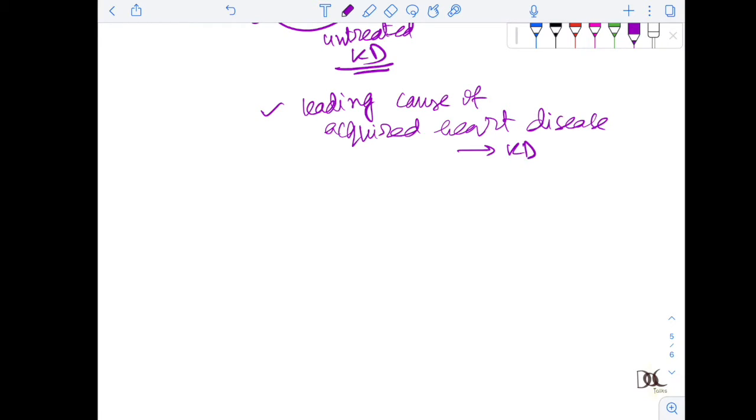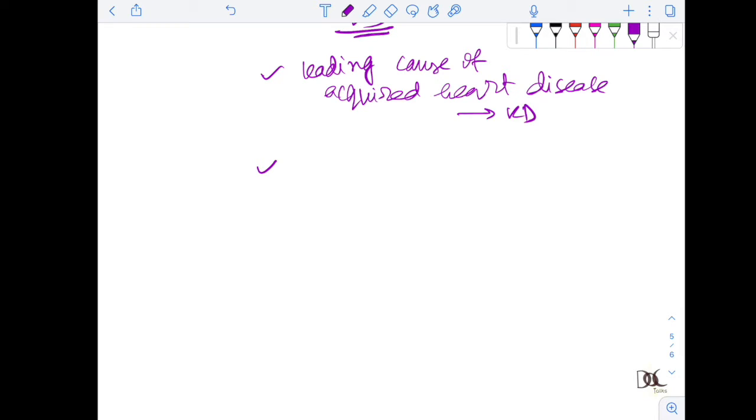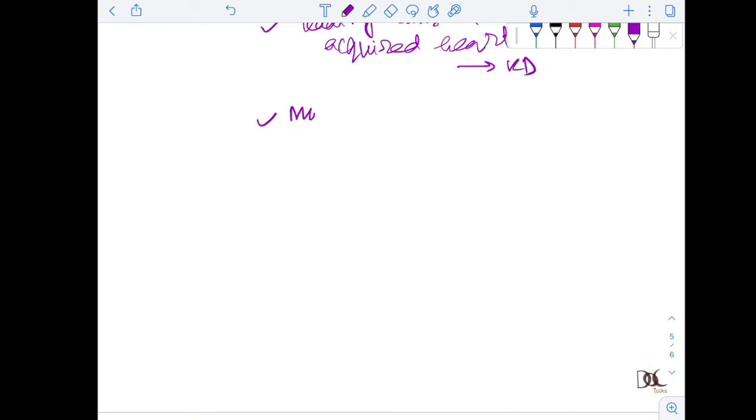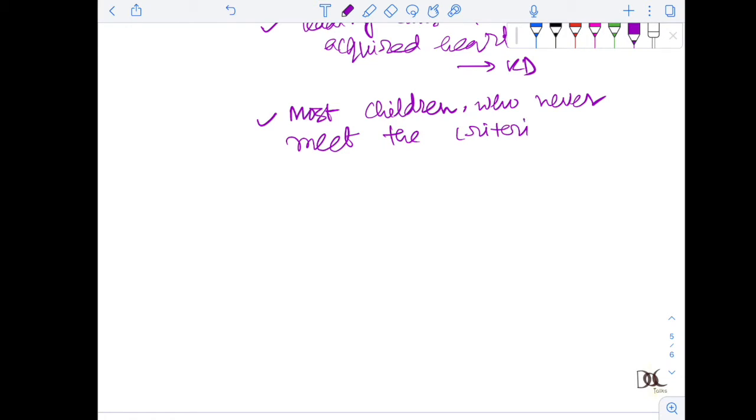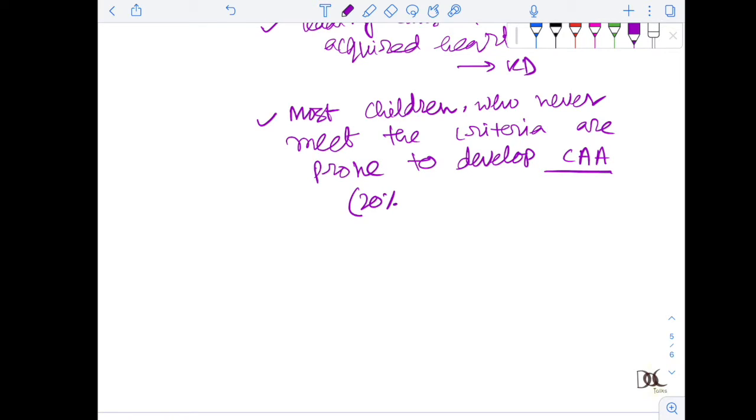The leading cause of acquired heart disease is KD. And the next thing that we should know is, most children who never meet the criteria are prone to develop CAA, coronary artery aneurysm, than those who do. It is 20% versus 7%. It is incomplete KD and it is complete KD.